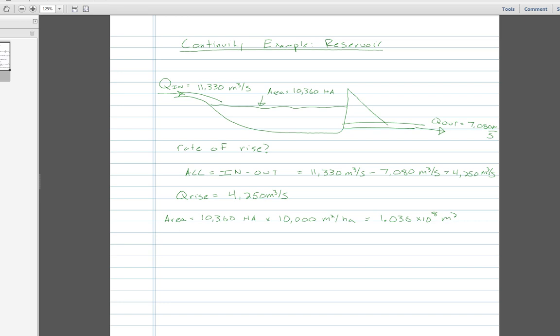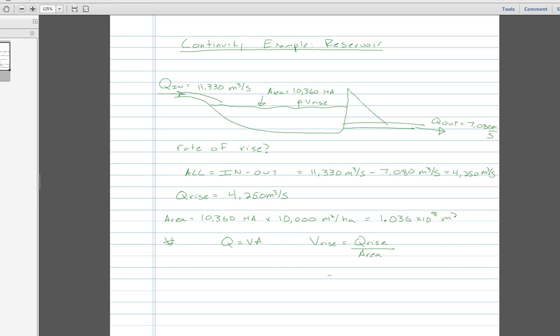If we want to find out the velocity at which the water level is rising, we can do that with the following formula, which is based on Q equals VA, and you've had to use that a couple of times, including in the recent lab. If we rearrange that, the velocity at which the liquid level rises will be the Q rise, which was the net accumulation of liquid in the reservoir, divided by the area of the reservoir.